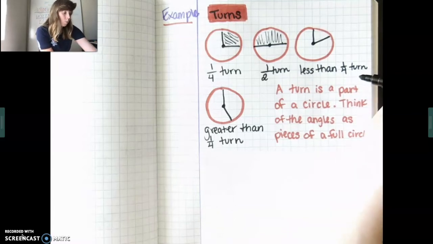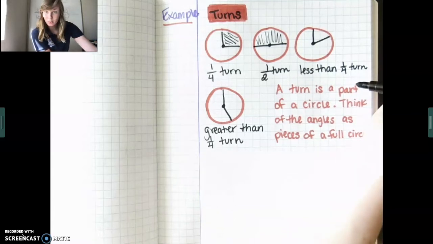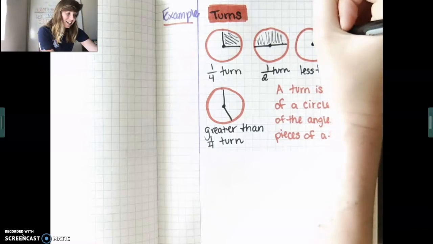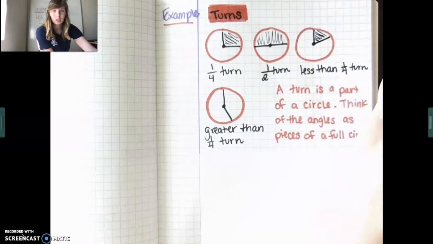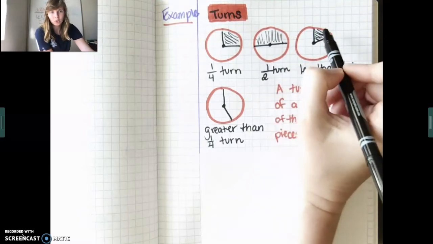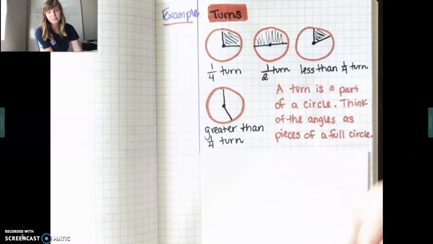When I say, what's an angle that's less than a 1/4 turn, it looks like this. It's not exactly a 1/4 turn. Notice this is smaller than this one. So less than a 1/4 turn would look like this.